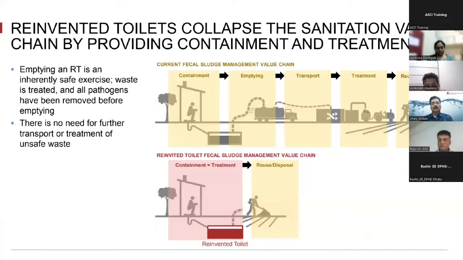So as you can see, with the manual touch points, essentially containment is equal to treatment. That is the philosophy of the reinvented toilet. So basically what is emptied out of this system is, you could say, class A biosolids that are pretty much free of pathogens. So anybody can come into contact with them. They're not exposed to any specific risk of infection or germs. And then it just makes the whole thing so safe.